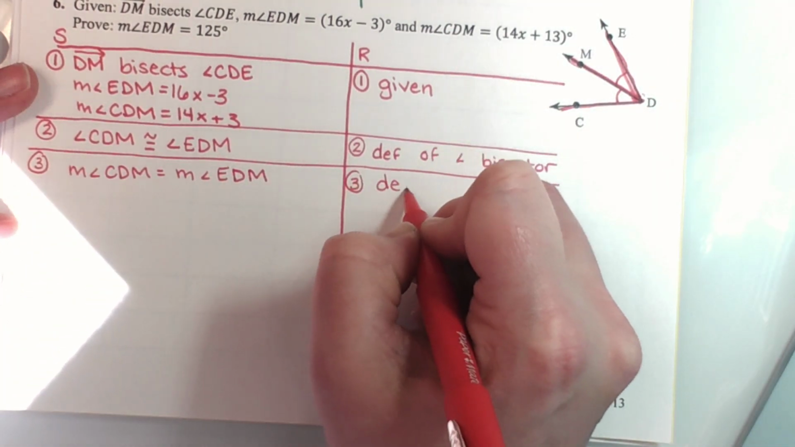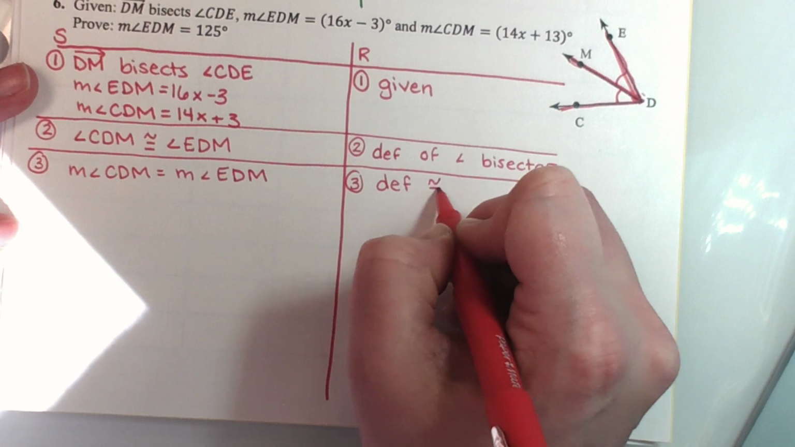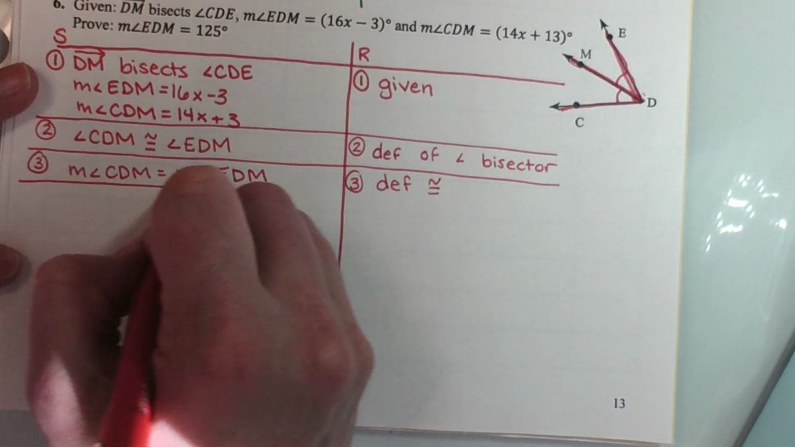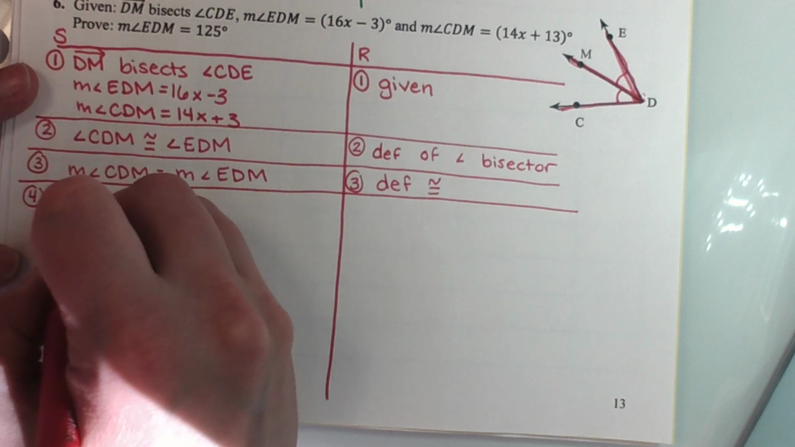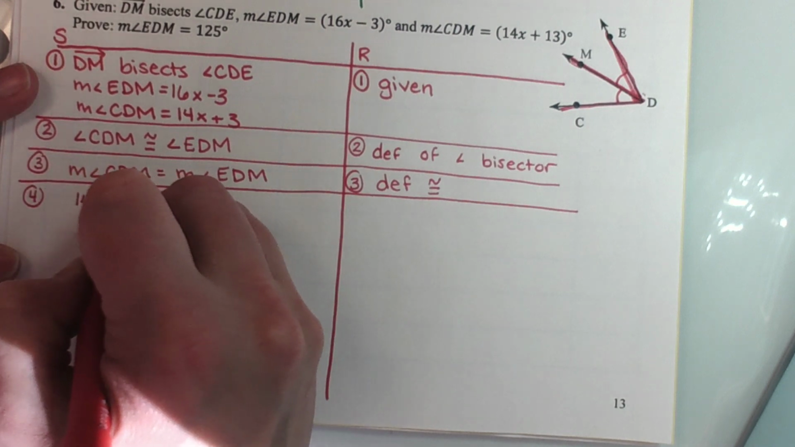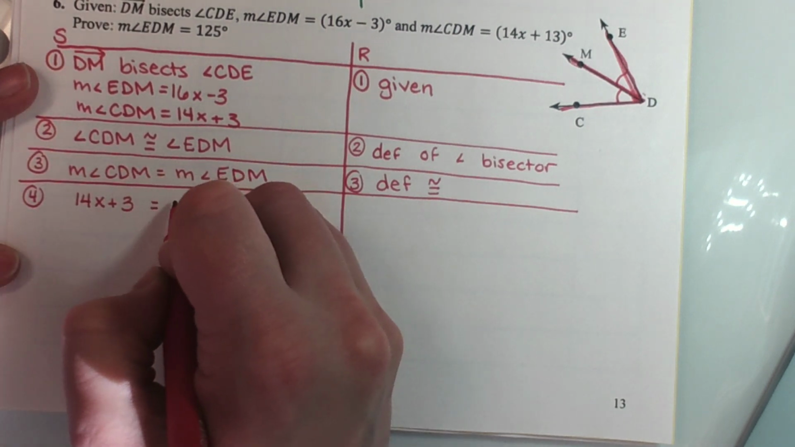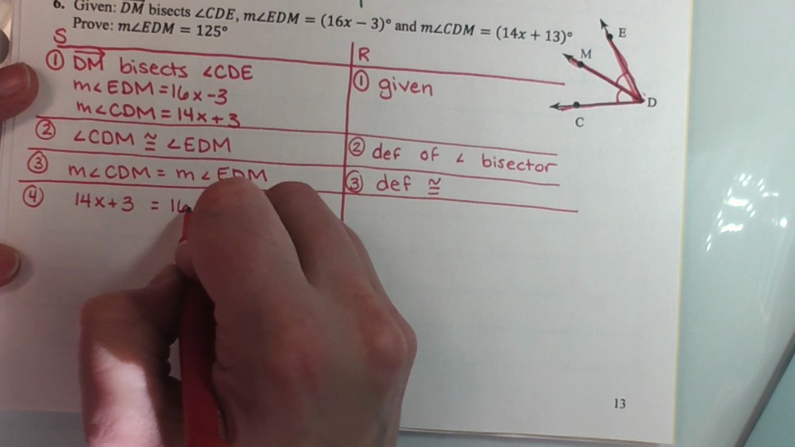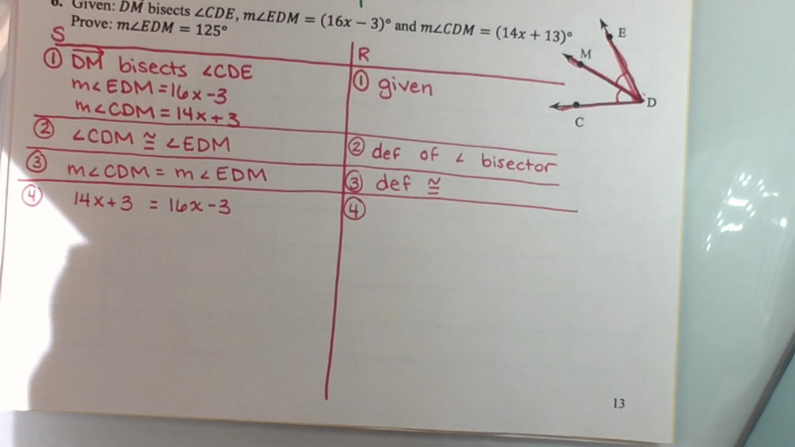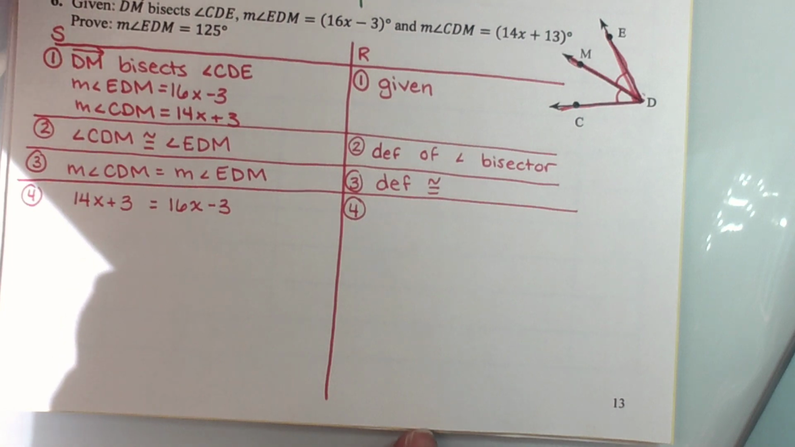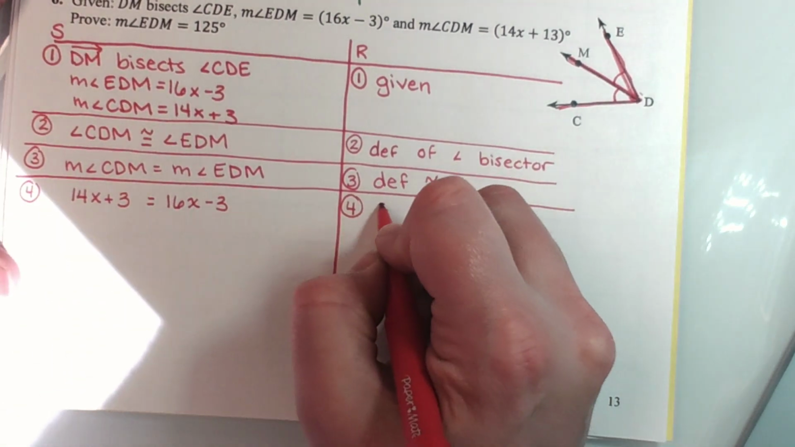Definition of congruent. CDM is 14x plus 3. EDM is 16x minus 3. That step is called substitution.